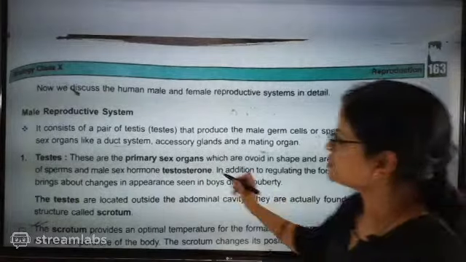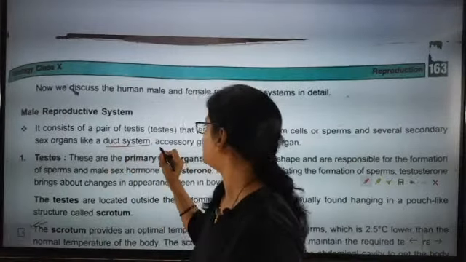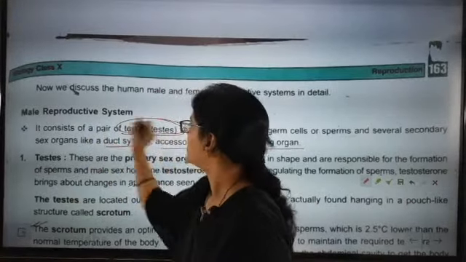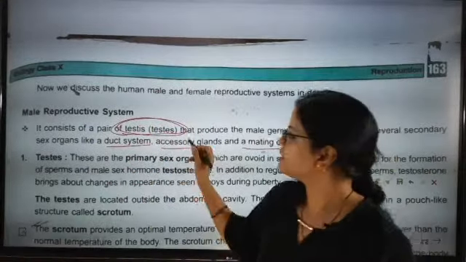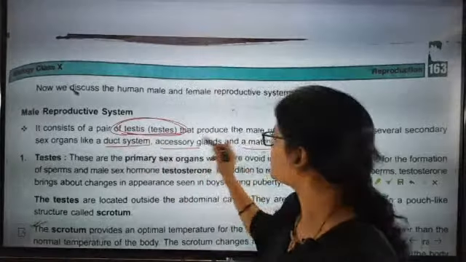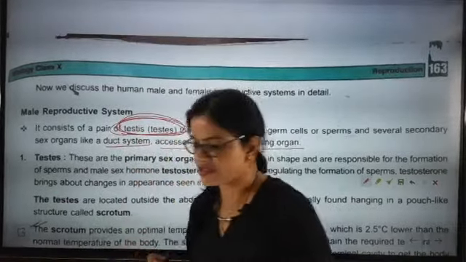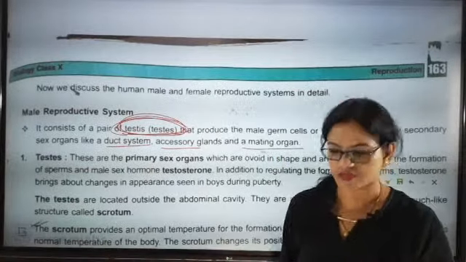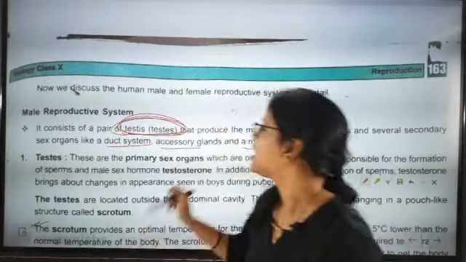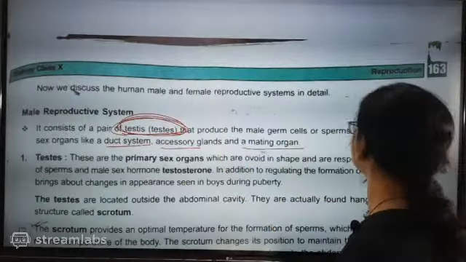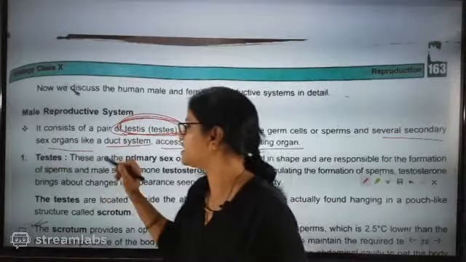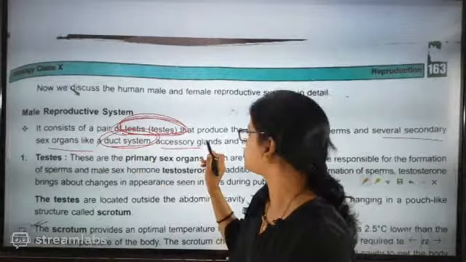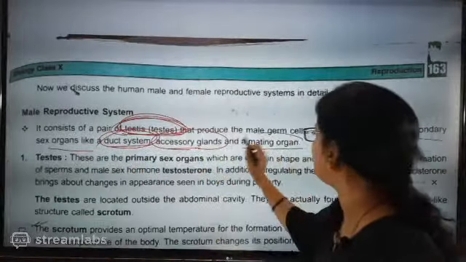So in the male reproductive system, there are four parts. First is called the testis. The testis consists of a pair of glands. Testis is producing sperms, and then several secondary sex organs are there, called the duct system. We are going to talk about the duct system also, then accessory glands and mating organ.